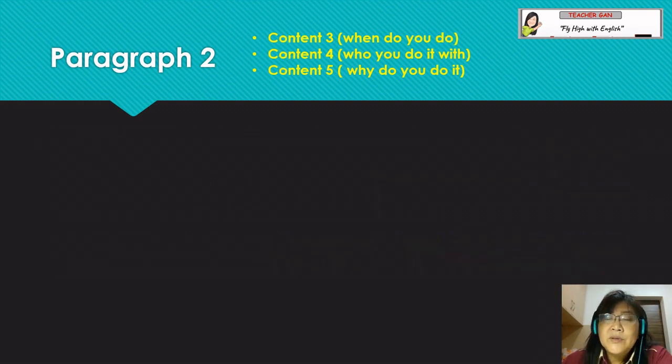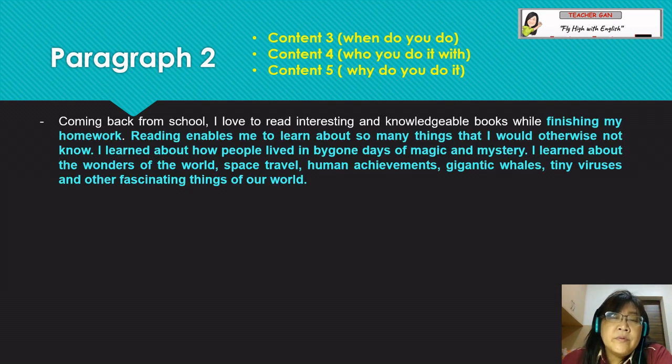So another example, which is example 3. Coming back from school, I love to read interesting and knowledgeable books while finishing my homework. Reading enables me to learn about so many things that I would otherwise not know. I learned about how people live in bygone days of magic and mystery. I learned about the wonders of the world, space travel, human achievements, gigantic whales, tiny viruses, and other fascinating things of our world.